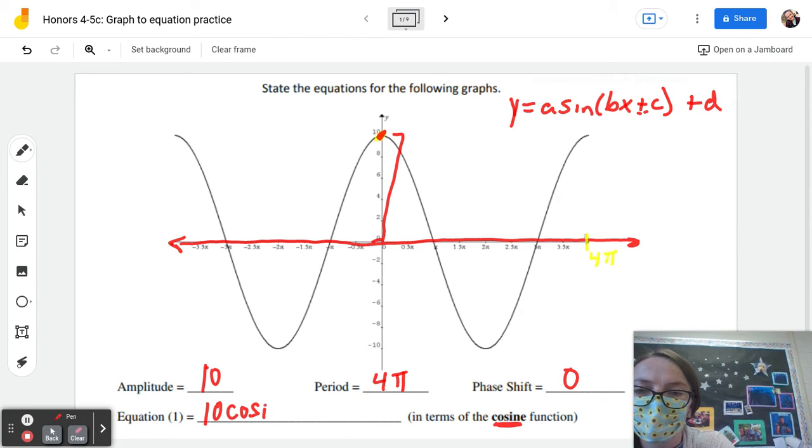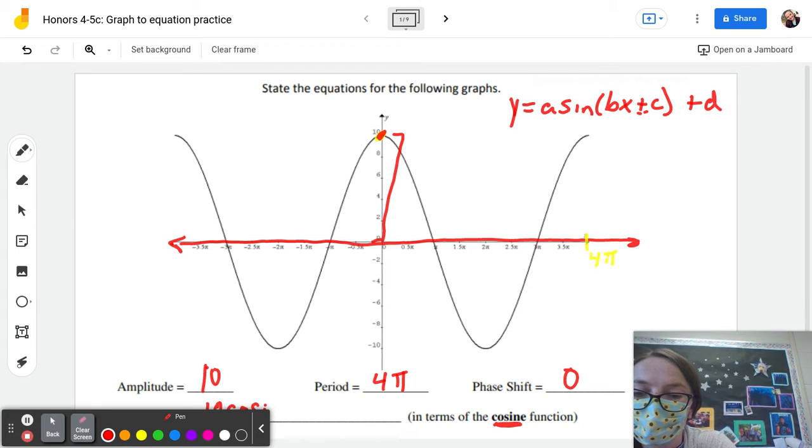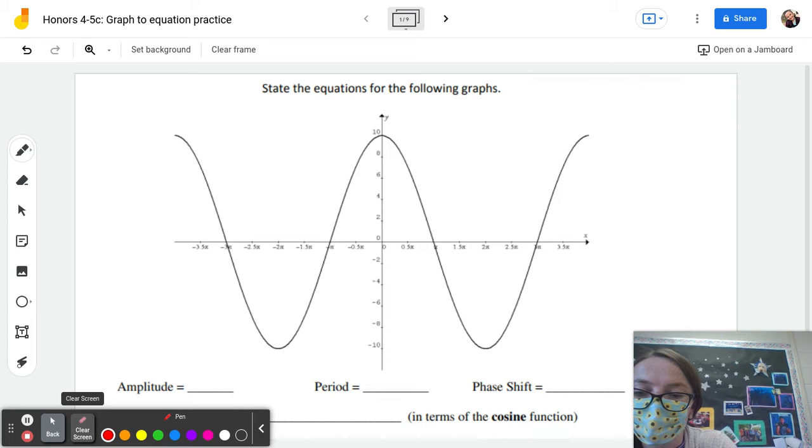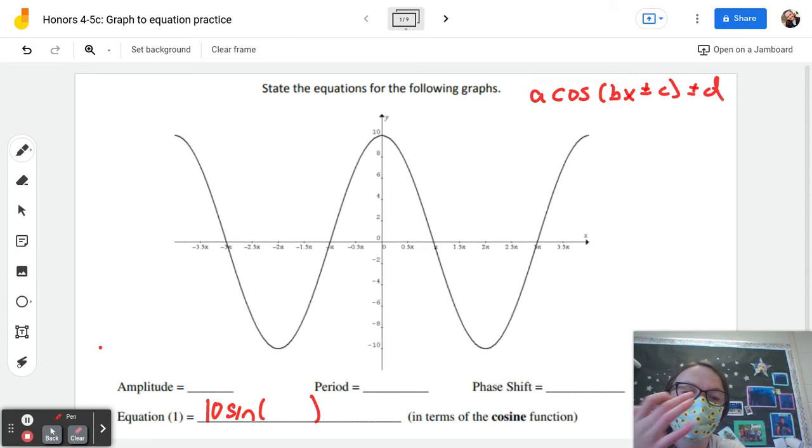Let me put this back here. Erase for a minute. Okay, sorry, I had to correct that there. We're talking about cosine here, so let's make sure that that is a cosine.